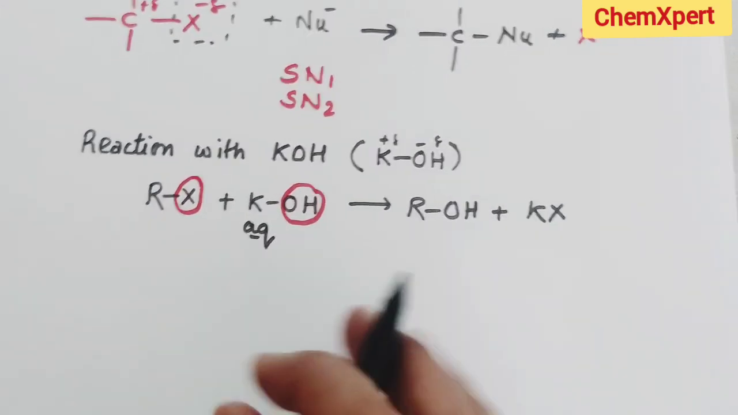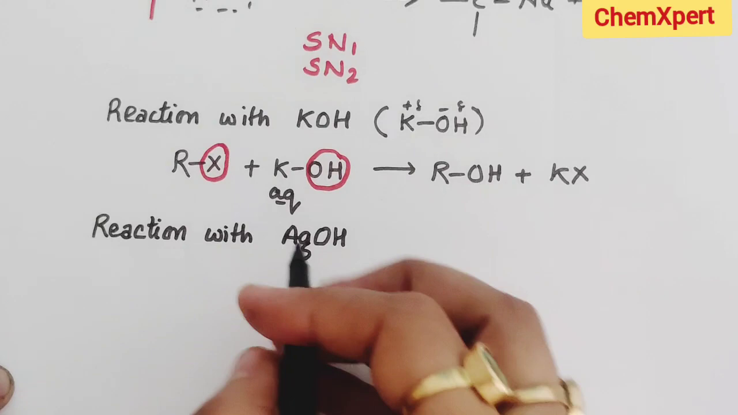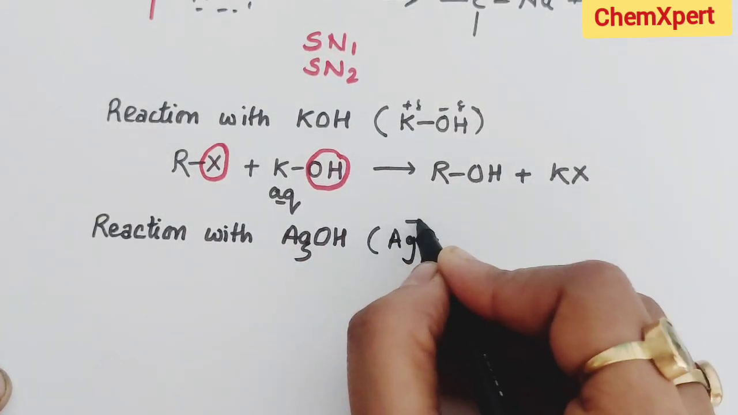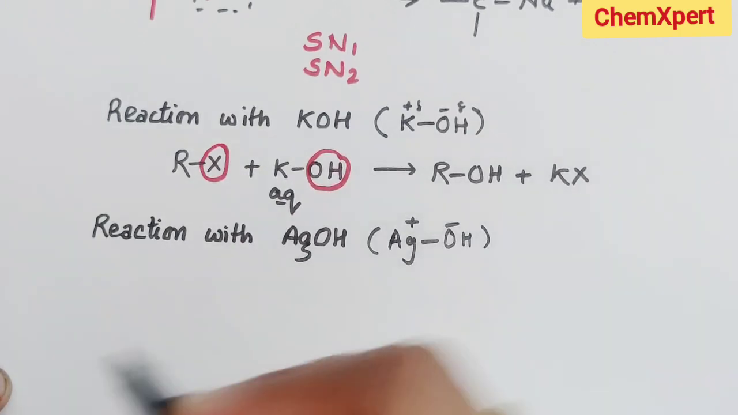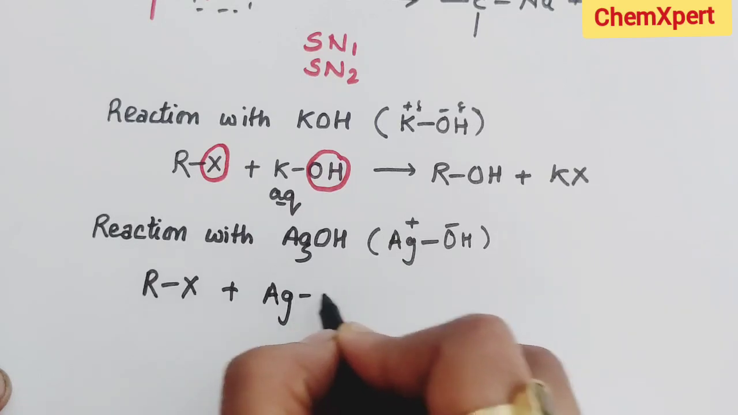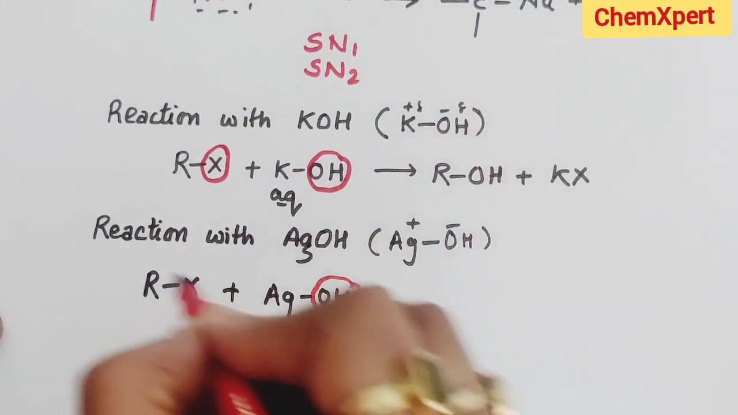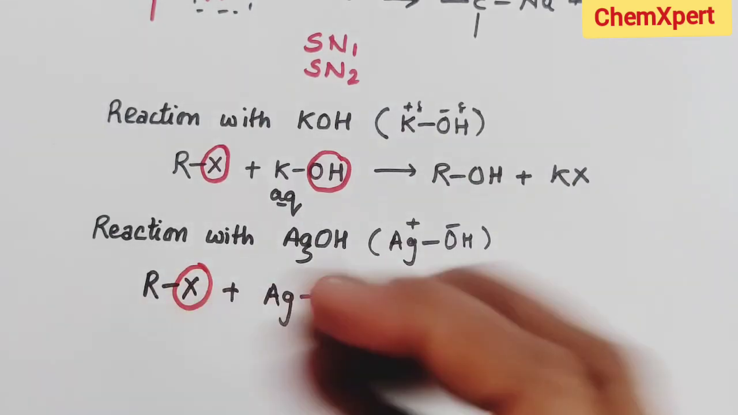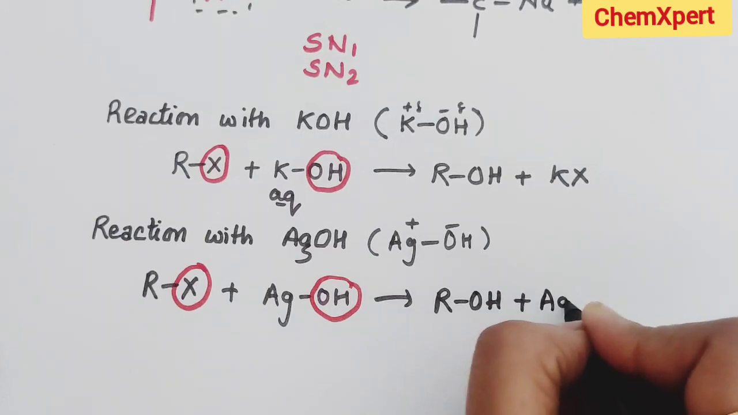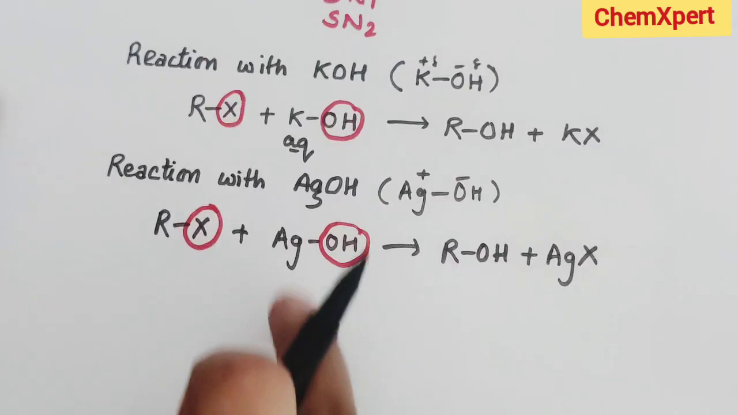Okay. Now just for example, the second category here is the reaction with AgOH. So again divided into two parts, Ag plus and OH minus. Now this RX, and now I am taking here AgOH. Now what will it do? It simply substitutes this X with this OH, and what we get here is ROH and AgX. So again this is a preparation of alcohol, here from silver hydroxide.